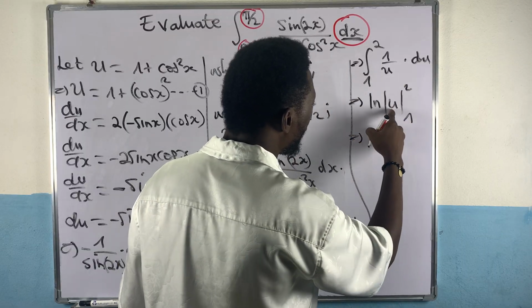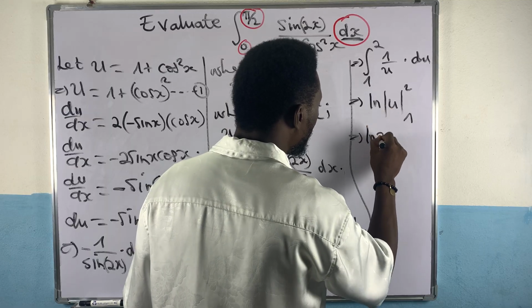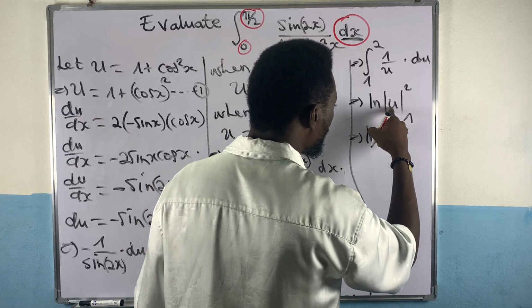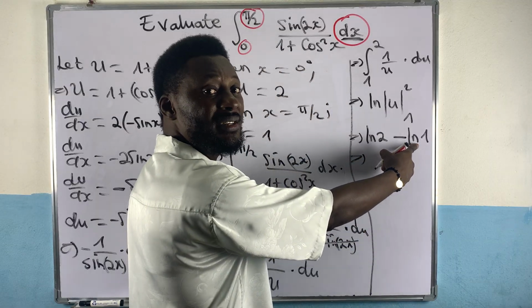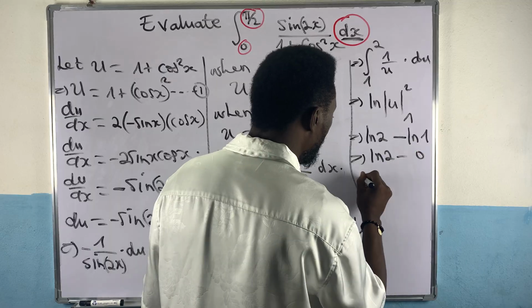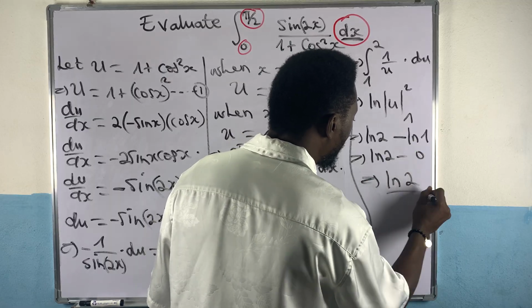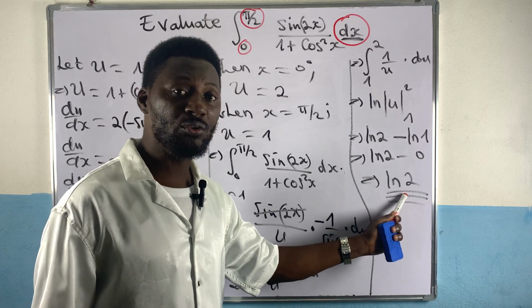So substitute your upper limit here and also substitute your lower limit. When you substitute your upper limit, you get ln 2 minus, you substitute your lower limit, you get ln 1. Then we know that ln 1 is actually 0. So it becomes ln 2 minus 0, which is just ln 2. So the solution to this integral is actually ln 2.